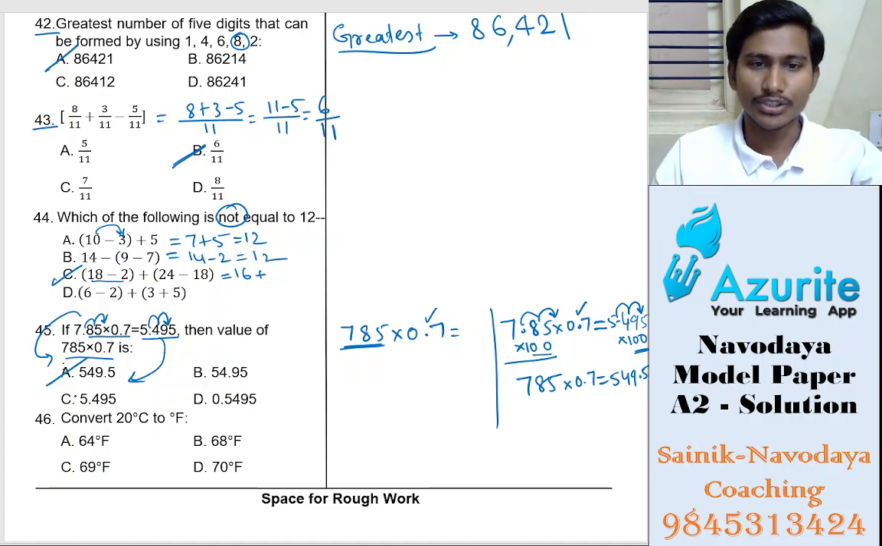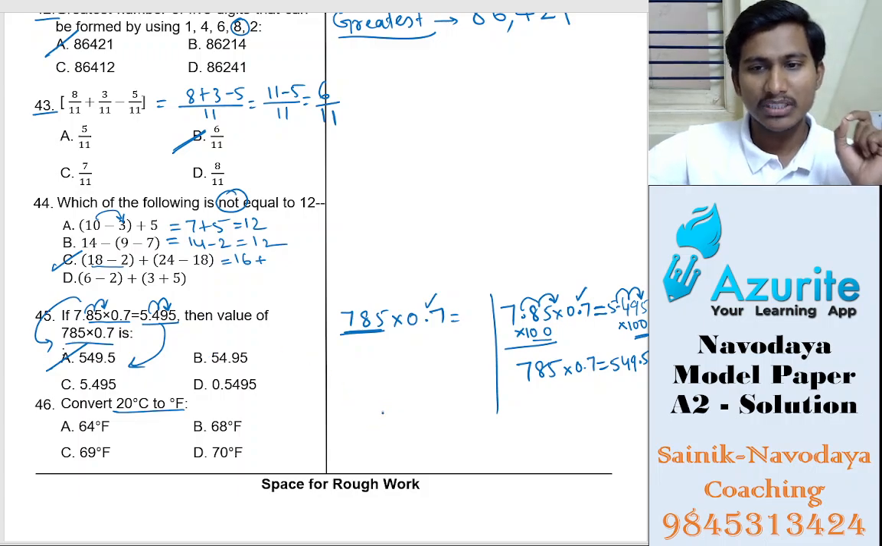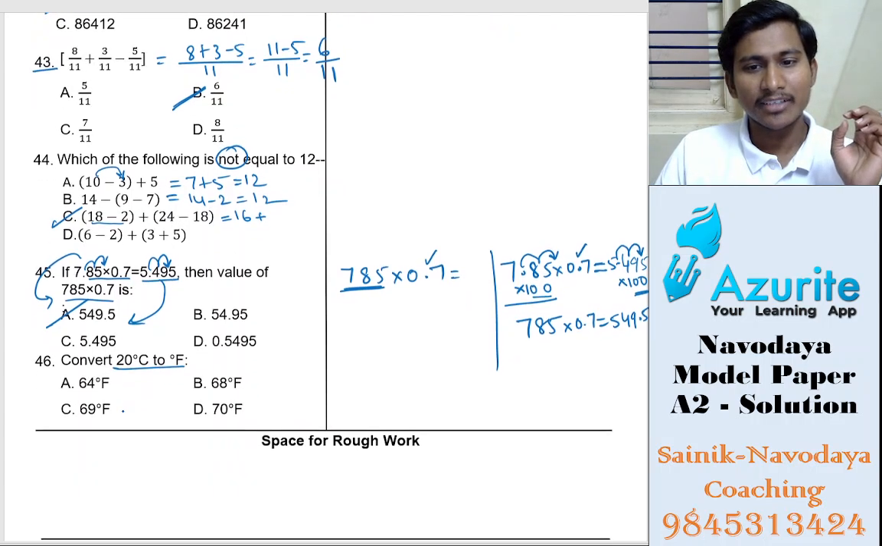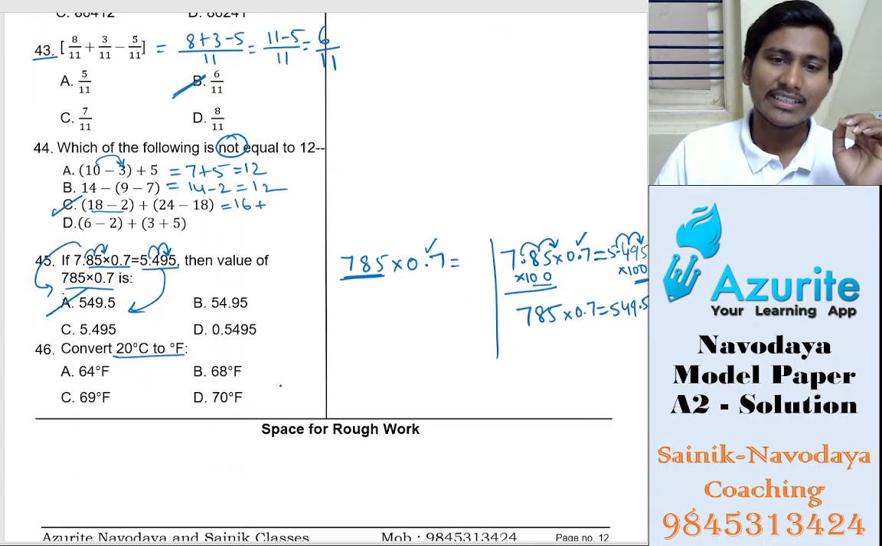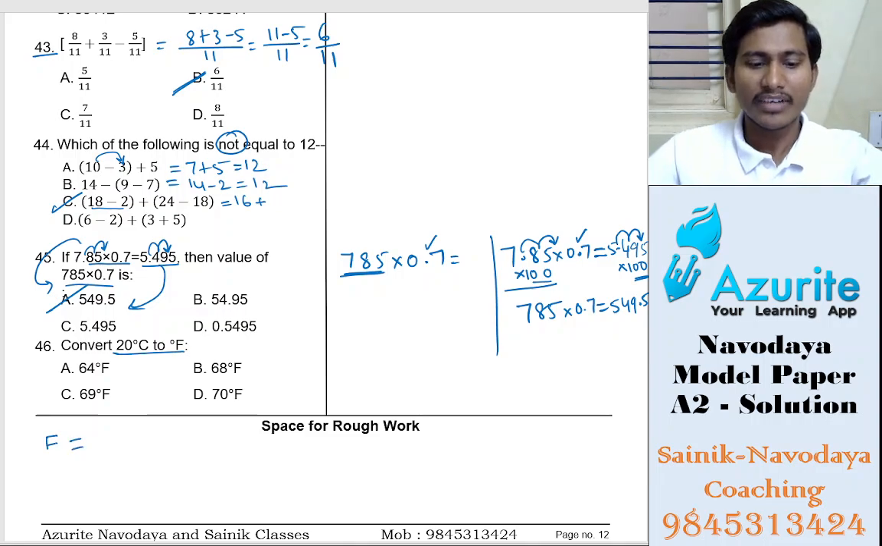Okay, good. Now question 46, convert 20 degrees Celsius to Fahrenheit. So remember this, that is how do we convert degrees centigrade to Fahrenheit? The formula is, that is, centigrade is given, we have to find Fahrenheit. So how do we find Fahrenheit?